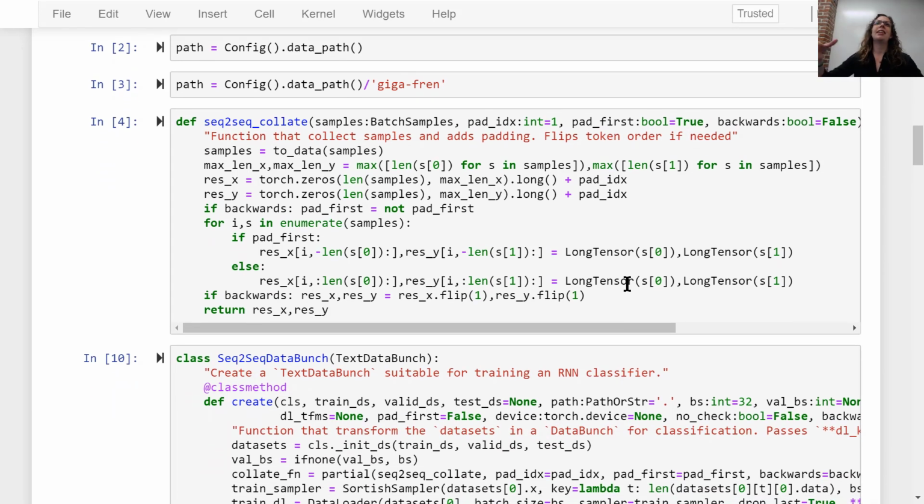This is necessary because sentences can be all different lengths, and we need to get them into this rectangular format to feed them into our neural network. So we do that with X's and with Y's.